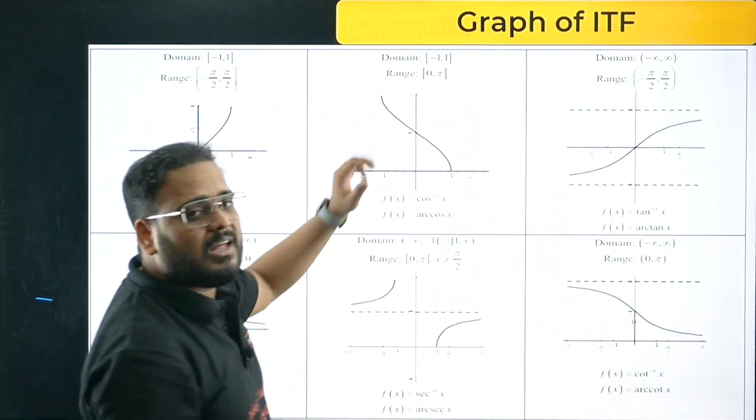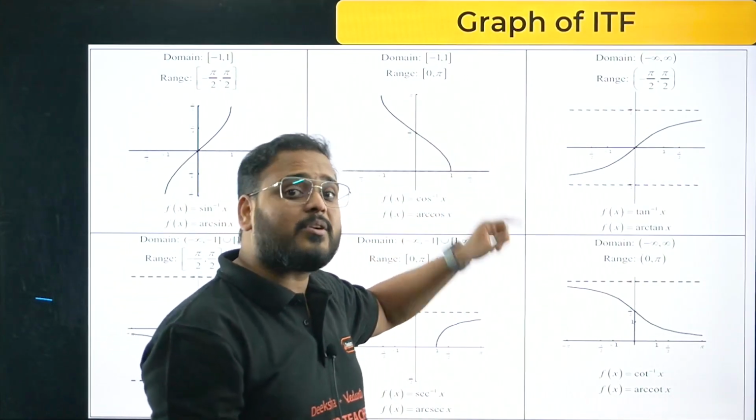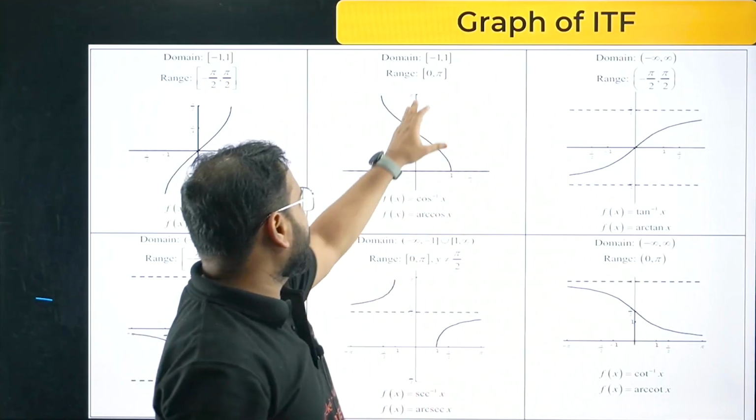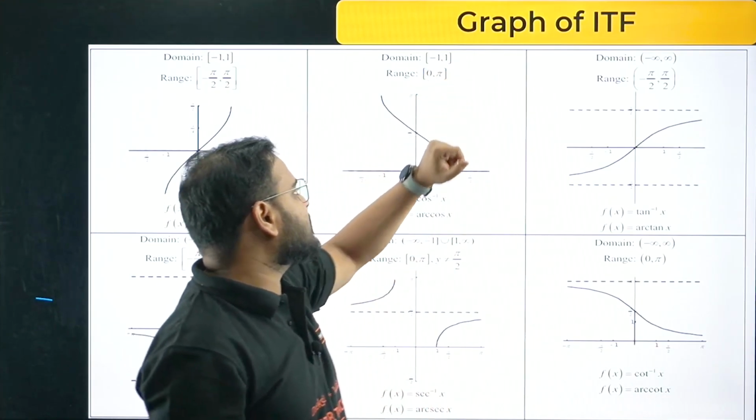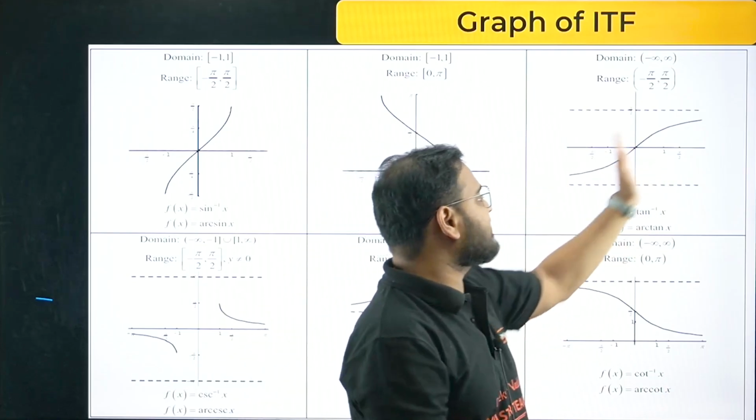What about cos inverse? The range becomes 0 to pi. How come? Again, you can draw the graph for cos x and take the image about the line y equals x. So the domain is minus 1 to 1, and the range is 0 to pi. The graph looks like this. For tan inverse, what will happen? It will again be an increasing function.